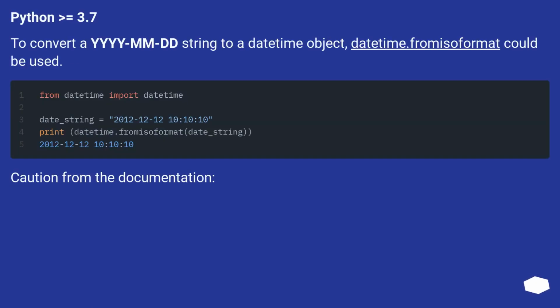Python is greater than or equal to 3.7. To convert a YYYY-MM-DD string to a datetime object, datetime.fromisoformat could be used.